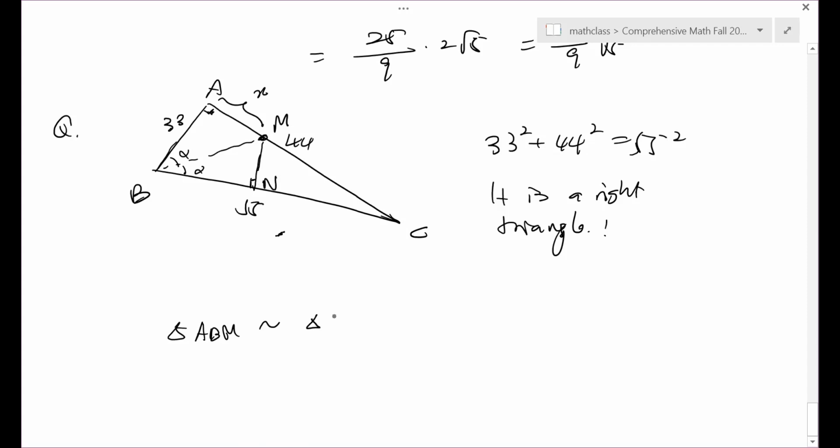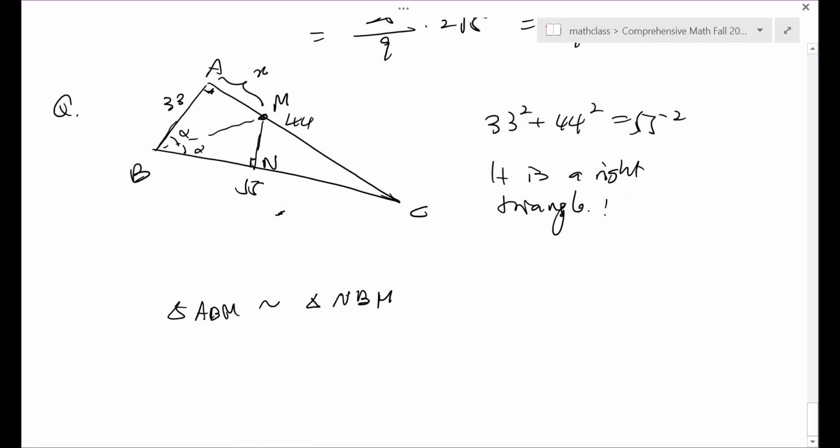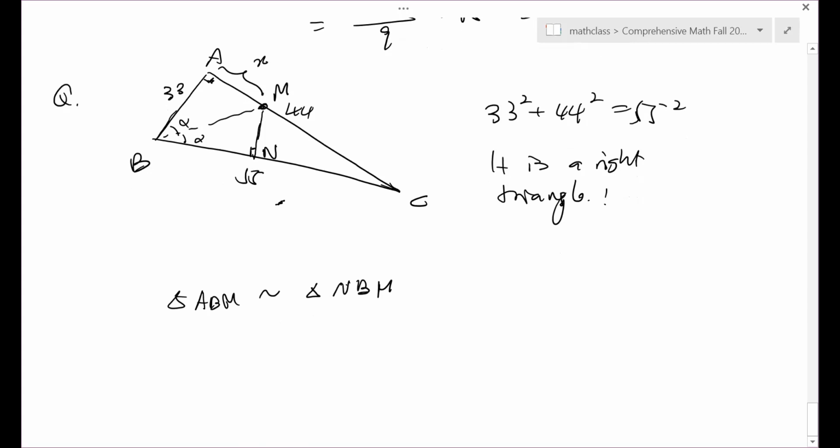Let's call it N. The triangle ABM, so that'll be NBM. They are congruent. Congruent means this side will be 33, right? Why is it congruent? They both are right triangles and they share one side.